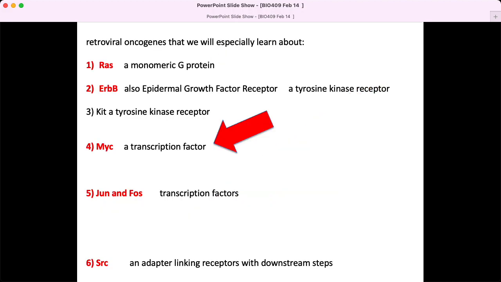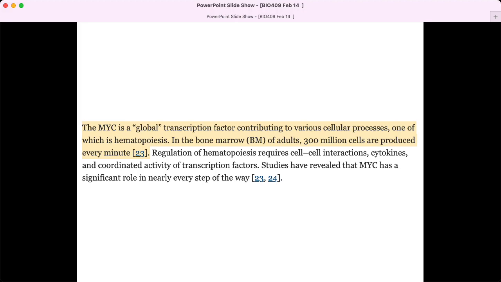And so let me, I'm going to have some of these. Yep. So just some little highlights, not from our book, just from a review. So MYC is a global transcription factor. That means it has lots of targets. It turns on lots of genes, kind of like myogenin. Myogenin turns on a lot of muscle genes. These aren't going to be turned on muscle genes. What kind of genes are they going to turn on? Genes that will stimulate the cell to grow and divide.